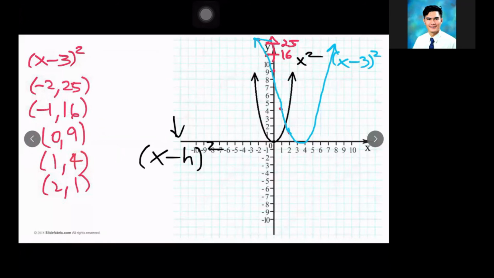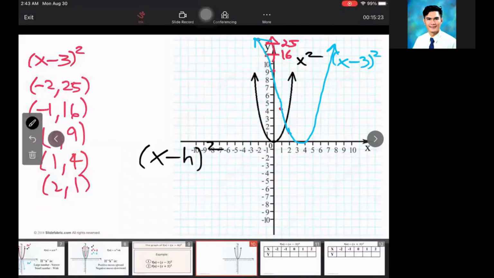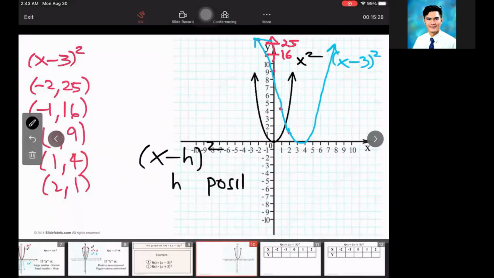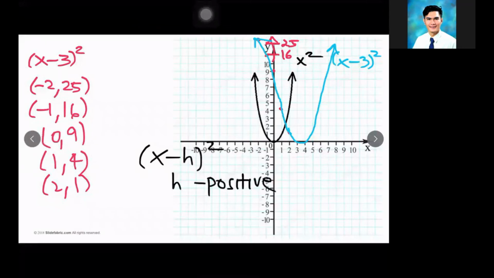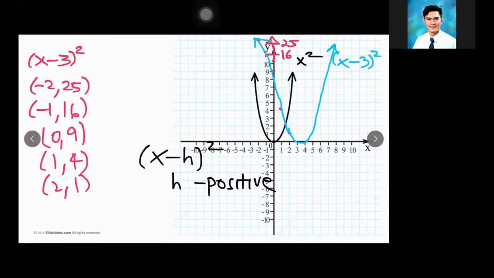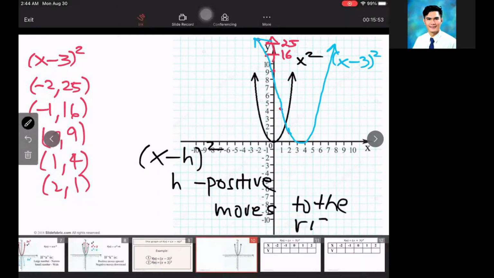Tama po ba? Therefore, originally, the h value is positive. Since yung ating minus sign is just part of the formula, therefore, h is positive value. Therefore, if h is positive value, what happened? So it moves to the, so anong side yan? To the right.